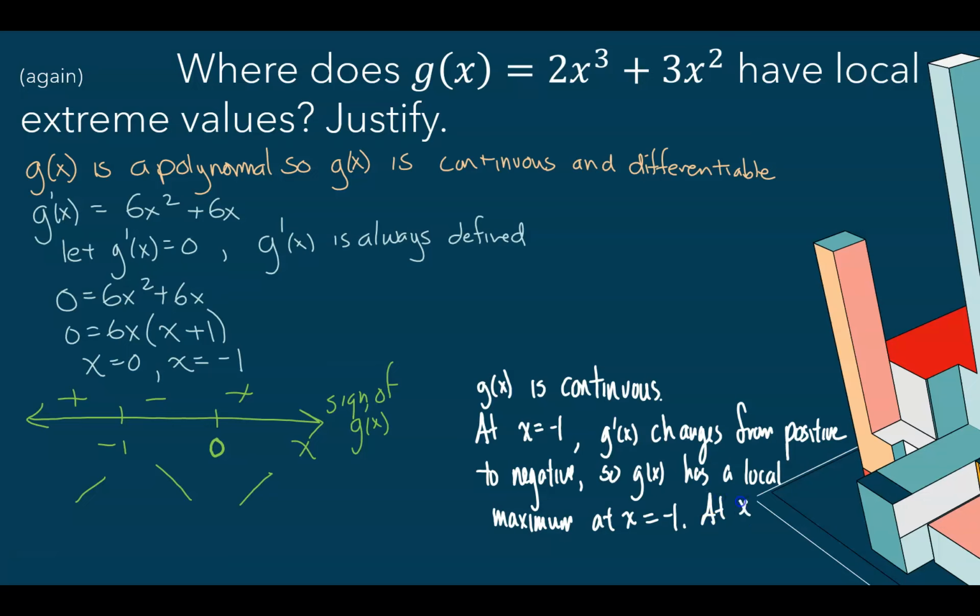At x equals 0, g prime changes from negative to positive. So g of x has a local minimum there.